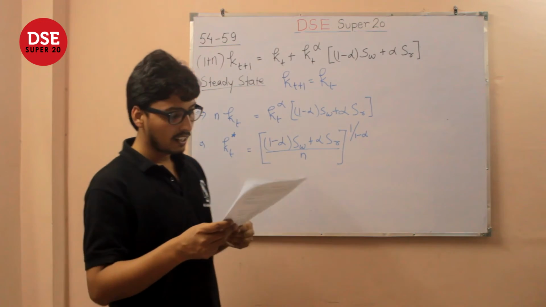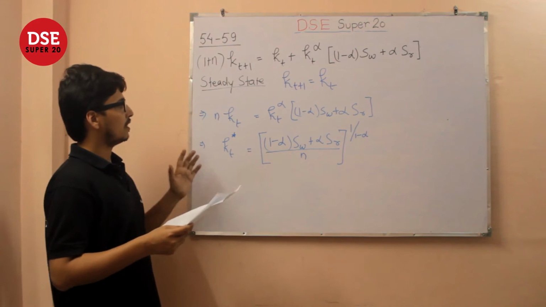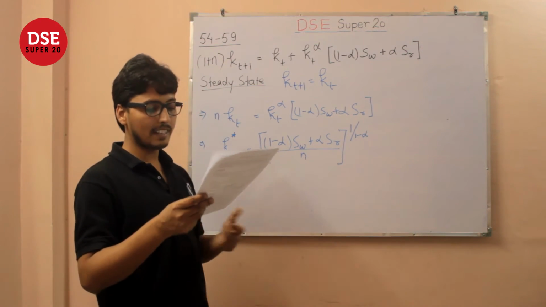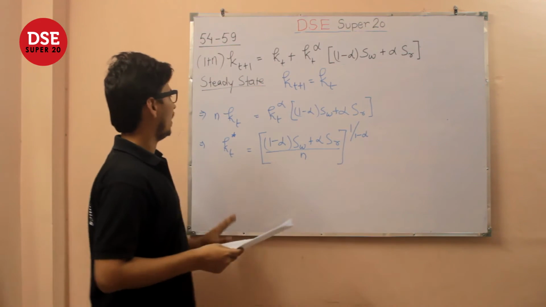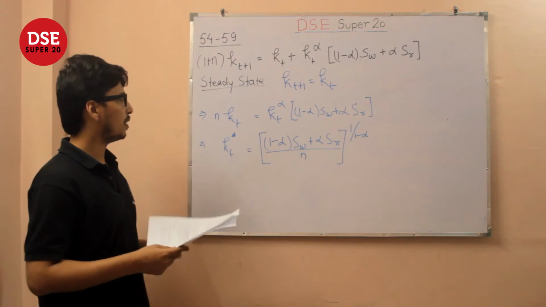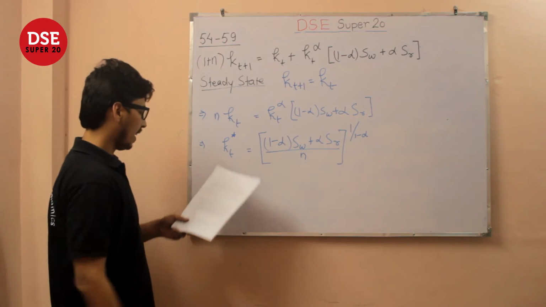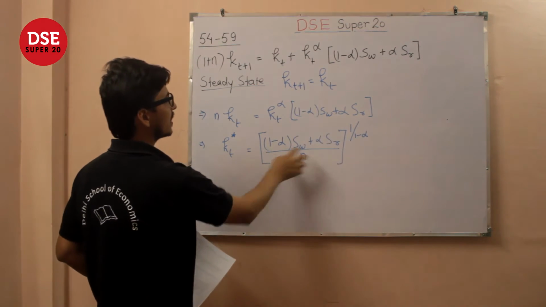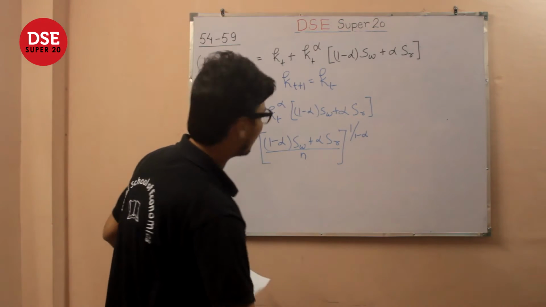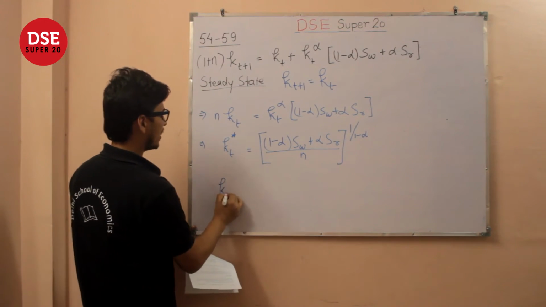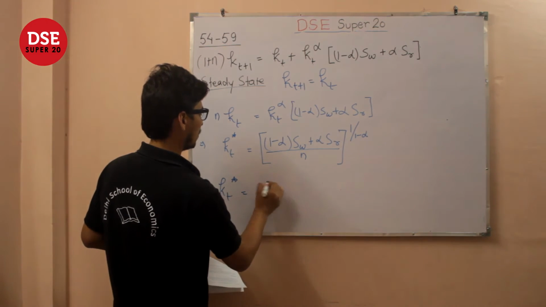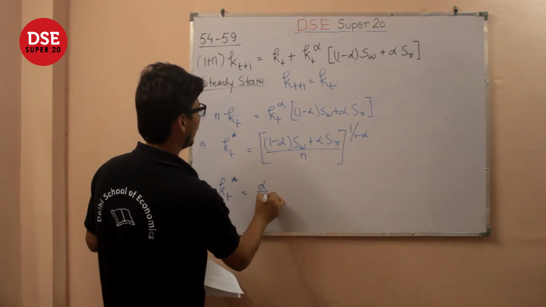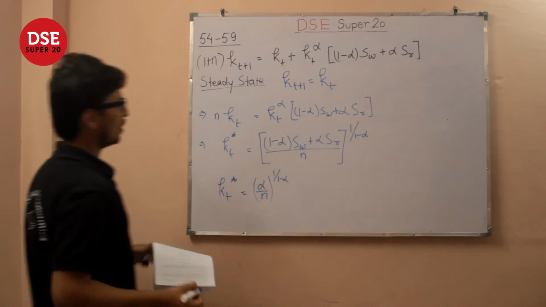Now what the question asks, problem 54 asked us to find out, that's a question of comparative statics, and we have to analyze what would happen to the steady state when alpha would increase. So now we have to put values. SW is equal to 0 and SR is equal to 1. If this is 0, this vanishes and SR becomes 1. So this is just alpha upon n power 1 upon 1 minus alpha. So in that case we get kt star, this would vanish out, and we will get alpha, as SR is 1, alpha upon n power 1 upon 1 minus alpha.